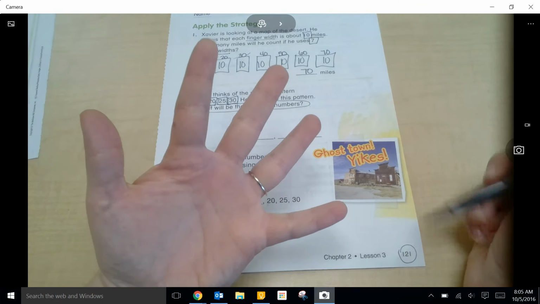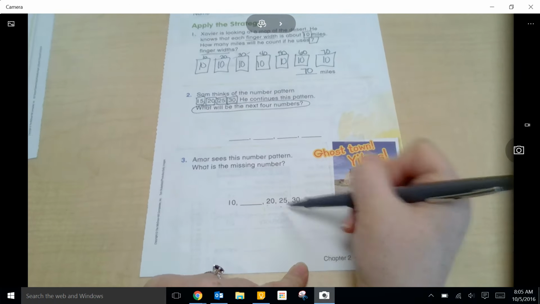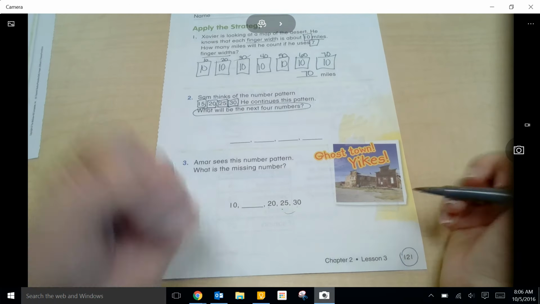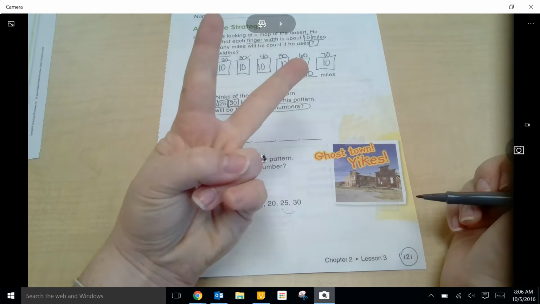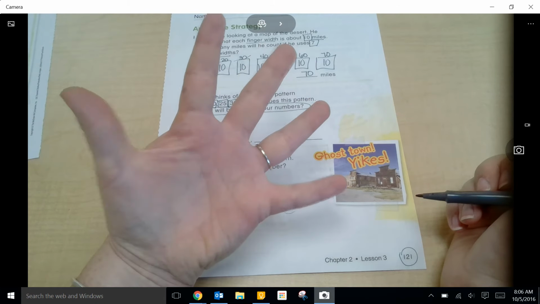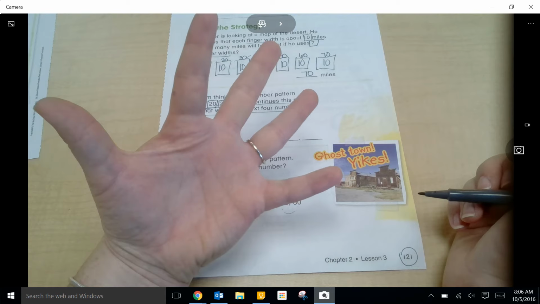I'm holding up 5 fingers. 25 is the second number. Now let's go from 25 to 30 and see what we get. 25, 26, 27, 28, 29, 30. Both times I counted up 5.